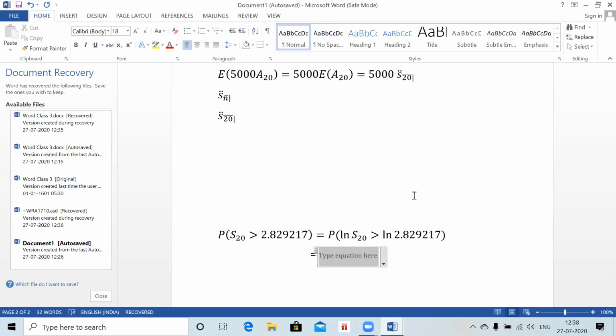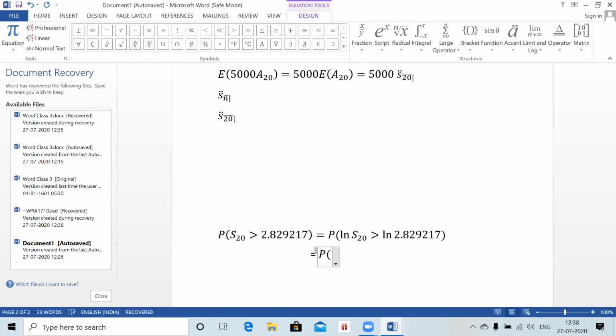Which is equal to probability of Z greater than (ln of 2.829217 minus 1) divided by sqrt of 0.08.